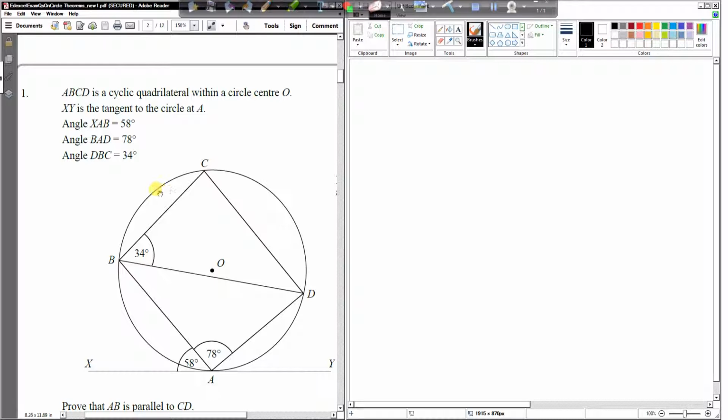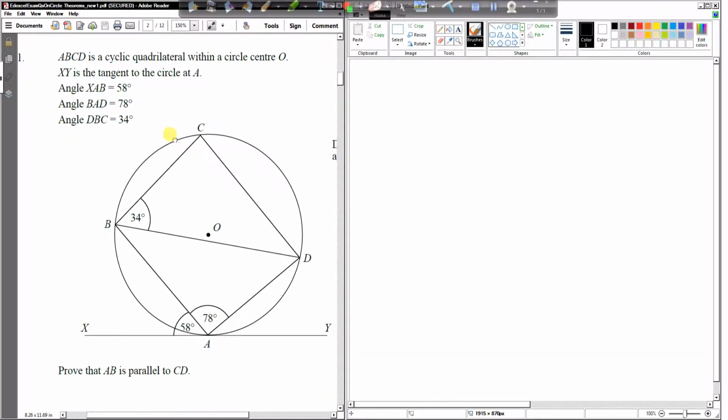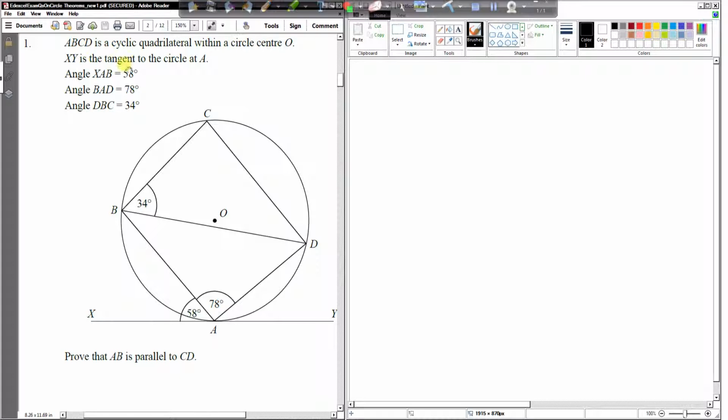Right, here's question number 1. The question states, ABCD is a cyclic quadrilateral within a circle, center O. XY is the tangent to the circle at A, XY is the bottom. Angle XAB is 58. The way that they've mentioned the angles is how we are going to mention them as well. So angle XAB is talking about the point X to A to B and the angle in between it, which is the A1. So that's 58 degrees. That's how we're going to have to describe it when we do our explanation.